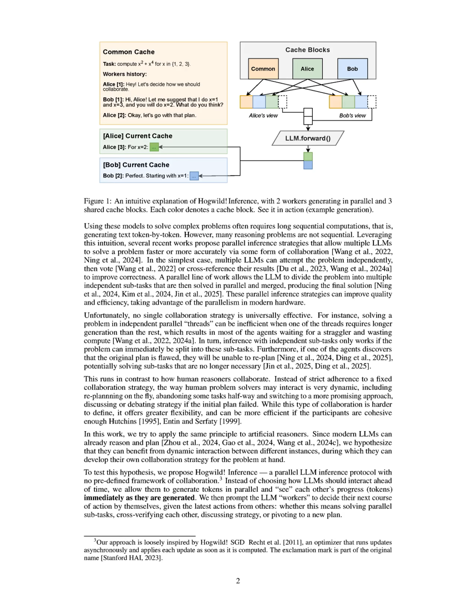Traditional methods often impose rigid collaboration strategies that can lead to inefficiencies, especially when one thread requires more time than others, causing delays and wasted computational resources. Hogwild Inference enables LLMs to generate tokens in parallel while immediately accessing each other's progress, allowing them to adapt their collaboration strategies on the fly. This flexibility is crucial for solving complex reasoning problems where initial plans may be flawed or incomplete, as it mimics the dynamic nature of human collaboration.